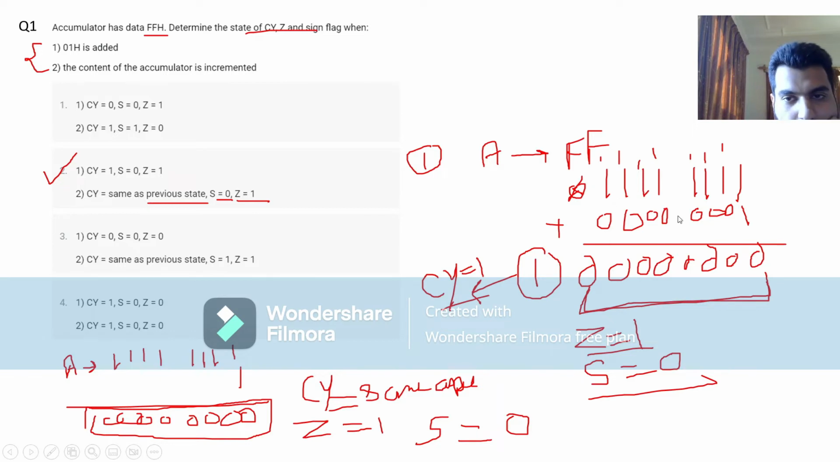Addition of 1 to this FF. When we add this, the contents of the accumulator become 0 and the carry flag is set to 1, and since the number is not negative, the sign flag is 0. The second operation is that the content of the accumulator is incremented. The accumulator contents get incremented by 1, so 1 1 1 1 1 1 1 1 becomes 0 0 0 0 0 0 0 0, and the carry flag in the case of the increment operation is unaffected, but the zero flag will be set to 1 and the sign flag will remain 0. So the correct answer to this question is option 2.